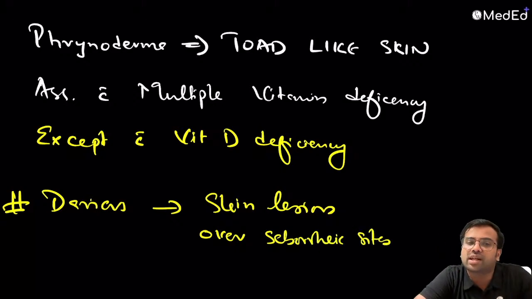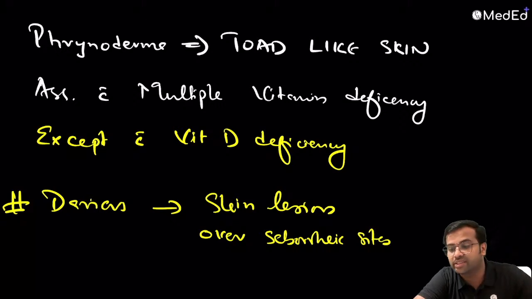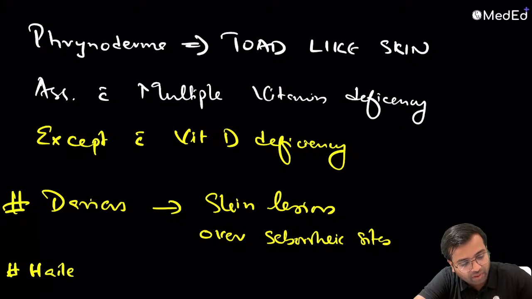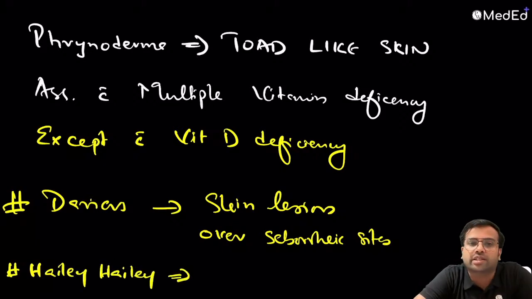Whereas my question is, where do you find the skin lesions when it comes to Hailey-Hailey disease? In Hailey-Hailey disease, where do you find the skin lesions? Do you find them over the extensor surface? Do you find them over the flexural surface? Do you find them over the seborrheic sites? Or do you find them over the intertriginous areas or the body folds?